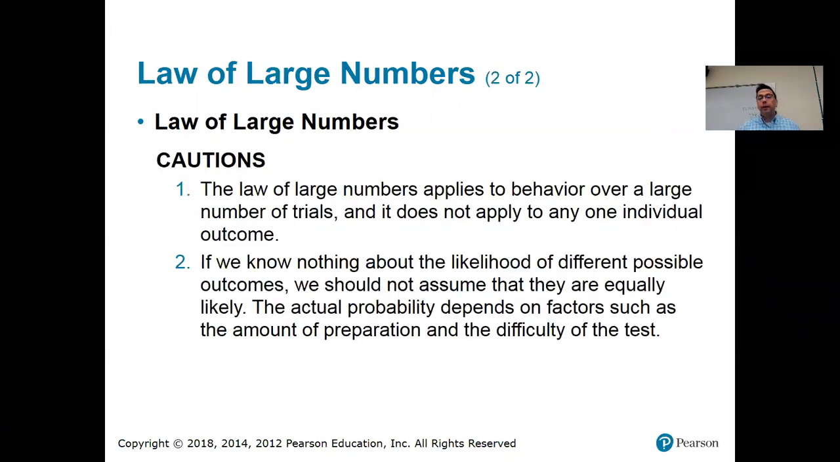Okay, but notice, in order for that to work, you really have to do a large number of trials. That's why I said like 1,000,000, all right? If you know nothing about the likelihood of different possible outcomes, you should not assume that they're equally likely. Even people like me who have been doing probability for 1,000,000 years sometimes get tripped up by this. We assume things are equally likely that are not actually equally likely. There are a lot of really, really hard probability problems out there.